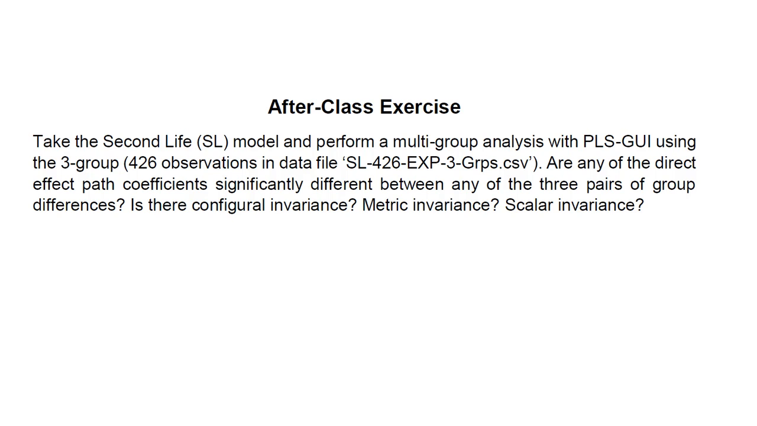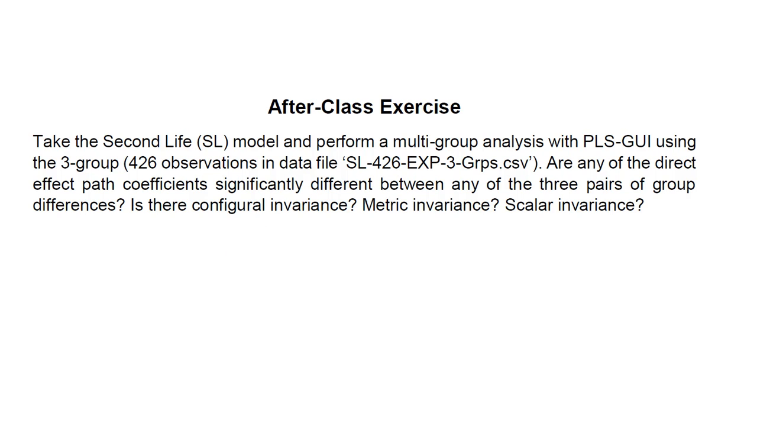So this was the exercise from the last class, and what it says is take the second life model and perform a multi-group analysis with PLS-GUI using the 3-group 426 observations in the data file SL-426-EXP-3-groups.CSV. Are any of the direct effect path coefficients significantly different between any of the 3 pairs of group differences? Well, let's look at that first.